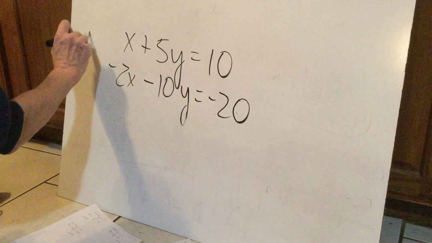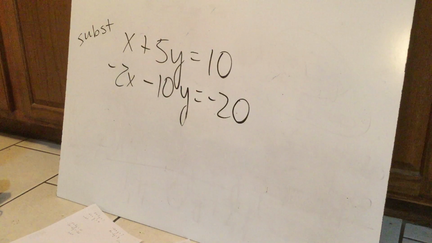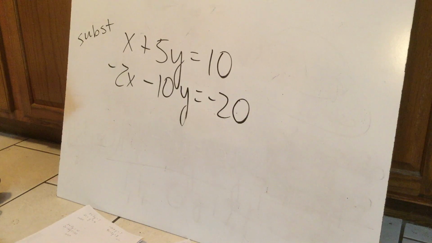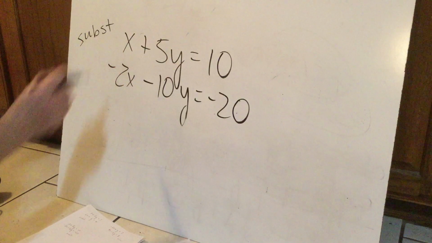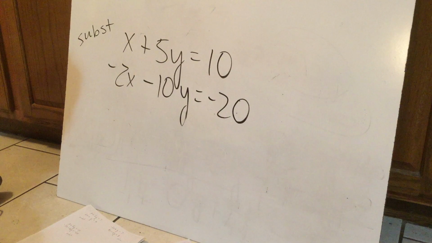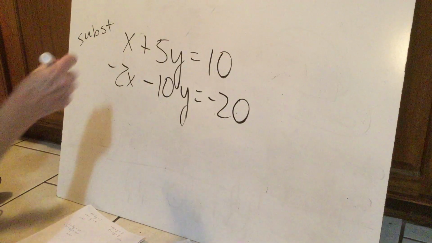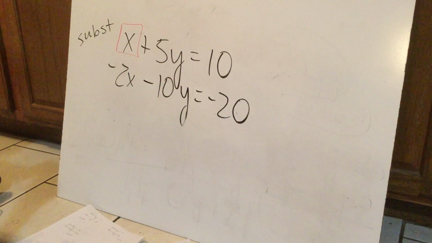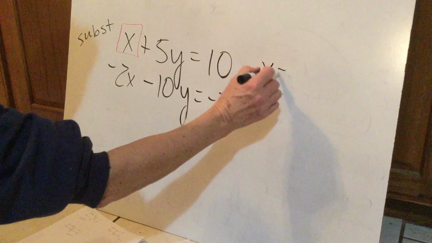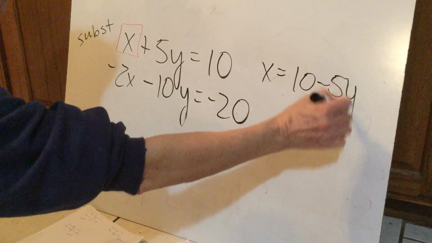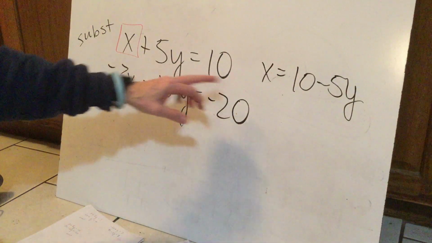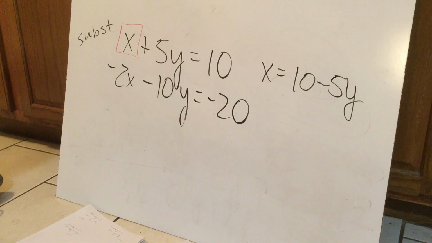Okay. Directions say substitution. Remember, on your quiz, you will be told whether to use substitution or elimination. So this time it's substitution. For substituting, this is the only variable that's by itself right here. So I'm going to go ahead and get that one by itself. So x equals 10 minus 5y. I'm just going to subtract 5y over to the other side.